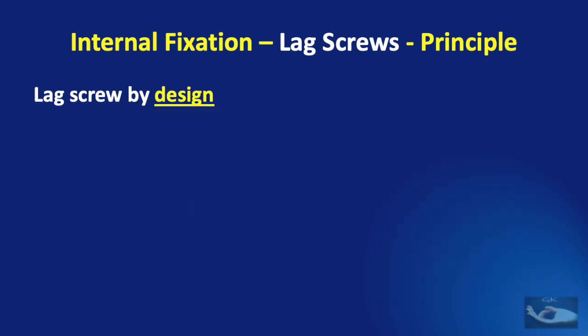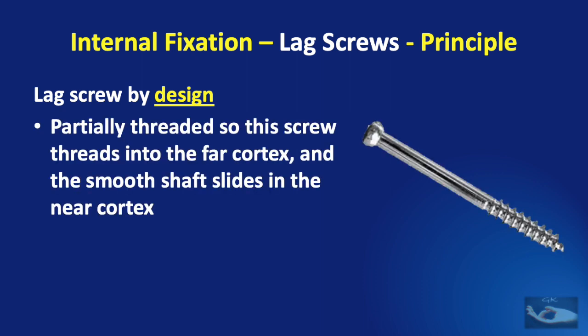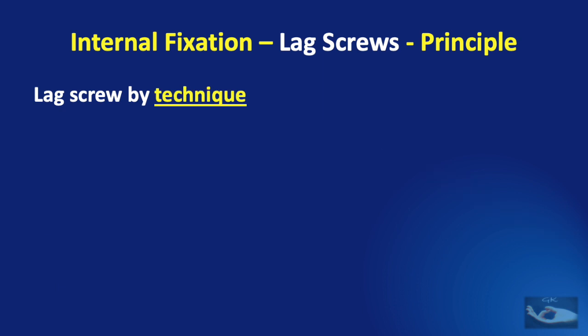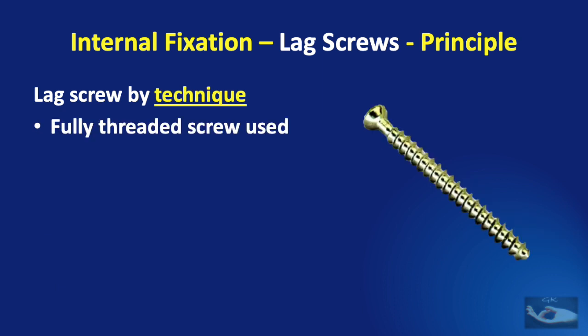First, let us consider the lag screw by design. By design, it is a partially threaded screw so that this screw threads into the far cortex and the smooth shaft slides in the near cortex. So as it is tightened, it compresses the two segments together. It is used to compress fractures in cancellous bone. When we consider the lag screw by technique, the screw as such is a fully threaded screw which can achieve compression by using a very different technique.